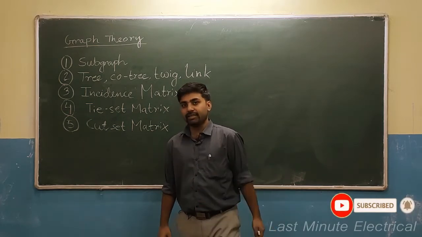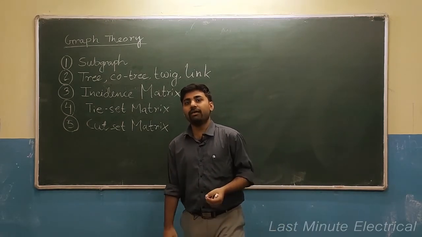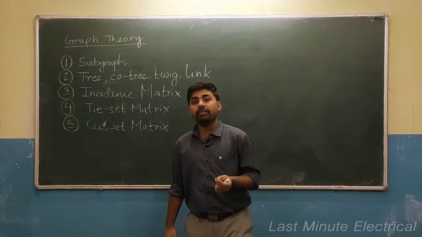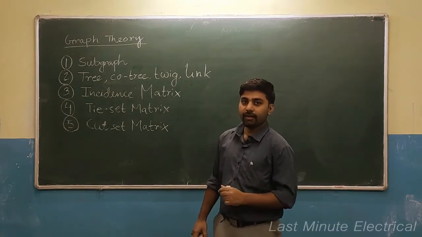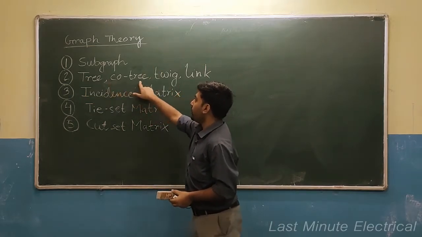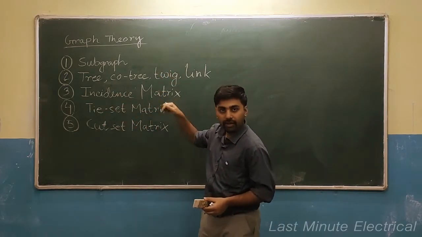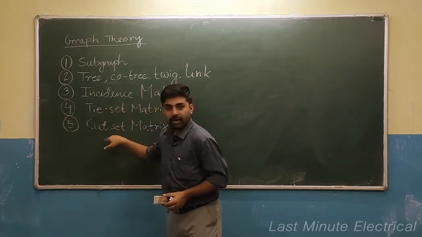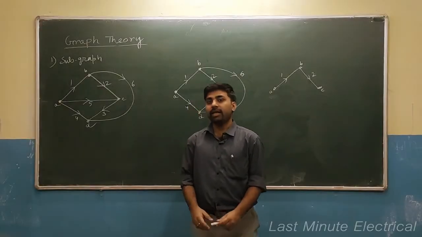In my previous class on graph theory, I discussed what is a complete graph, what is an incomplete graph, what is a connected and unconnected graph, what is meant by node and what is meant by branch. I cleared this in my previous lecture, but today in this lecture I am going to cover subgraph, tree, co-tree, twig, link and incidence matrix. These three topics I will cover in this lecture. Out of these, topics 4 and 5 I will cover in my next lecture. Okay, so let's start.